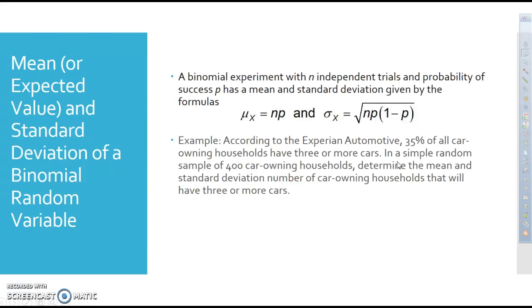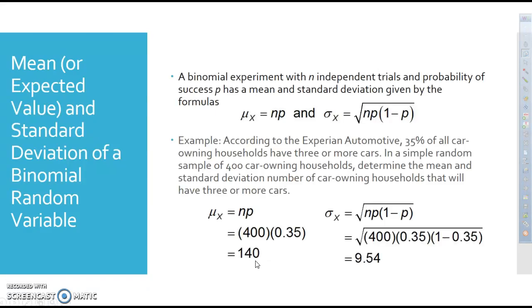So again, we're looking at that automotive problem. 35% of households own 3 or more cars. This time we have a simple random sample of 400 car-owning households, and we're going to find the mean and standard deviation. So we're going to take 400 trials times the probability of success, which was 35%. That gives us 140. For the standard deviation, we do 400 times 0.35 times 1 minus 0.35. Square root of all that gives us that 9.54.